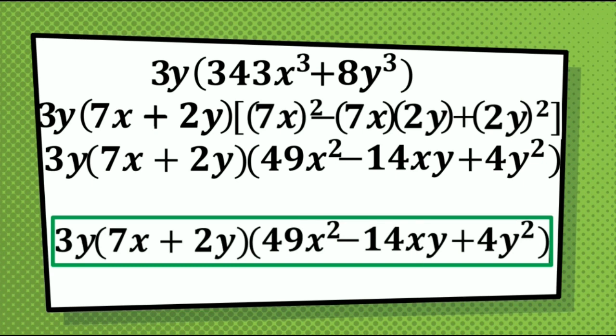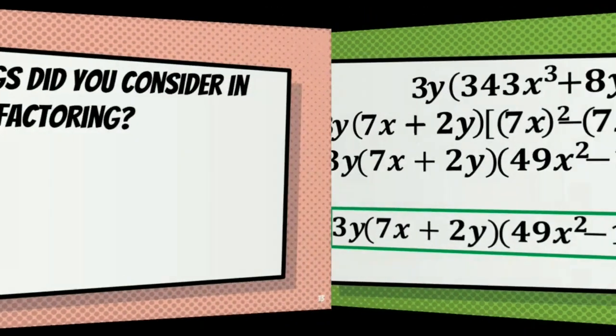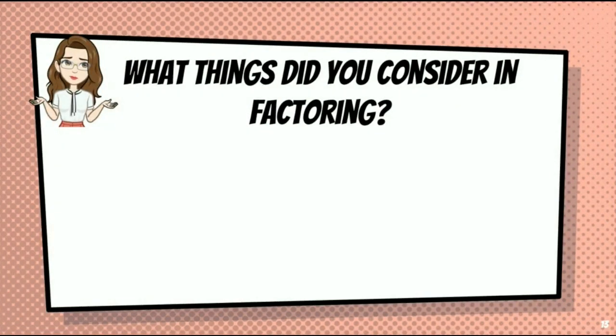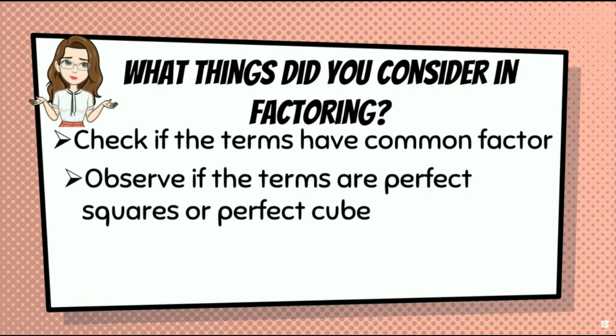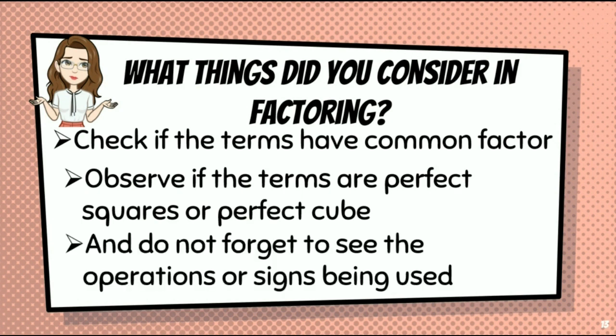Let us now review how we do factoring sum and difference of perfect cube. What things did you consider in factoring? First, check if the terms have common factor. Second, observe if the terms are perfect squares or perfect cube. And do not forget to see the operations or signs being used. I hope you learned a lot from this lesson.